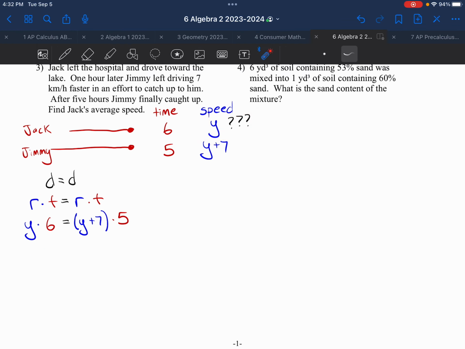Excellent. So let's go ahead and distribute the 5 into the y plus 7. Y times 5 is 5y. 7 times 5 is a positive 35. Over here we have 6 times y, which is just 6y.